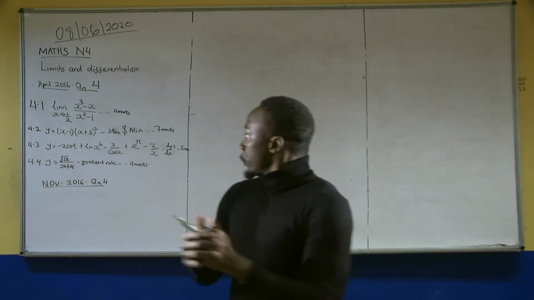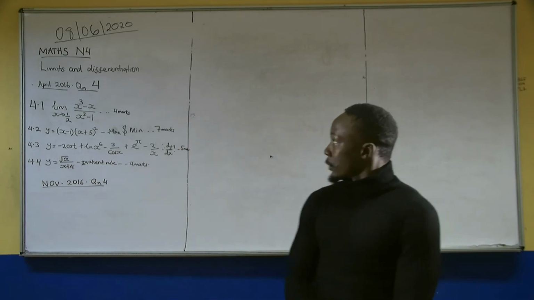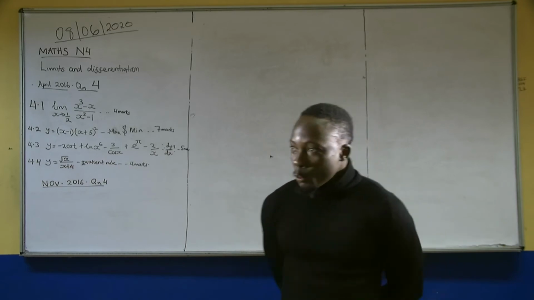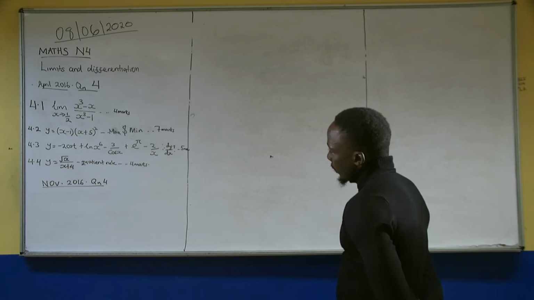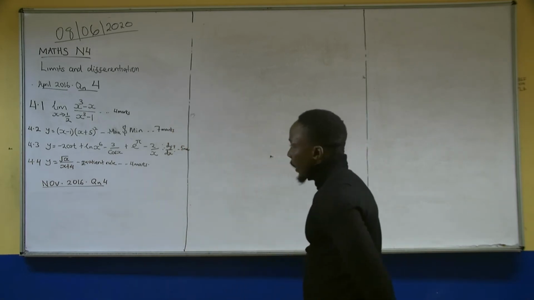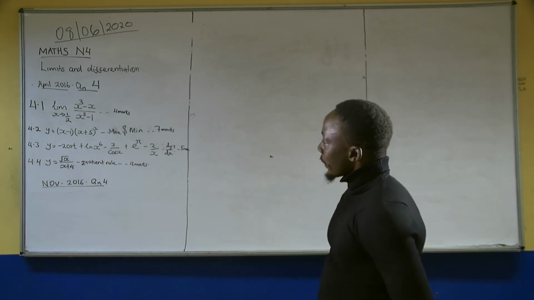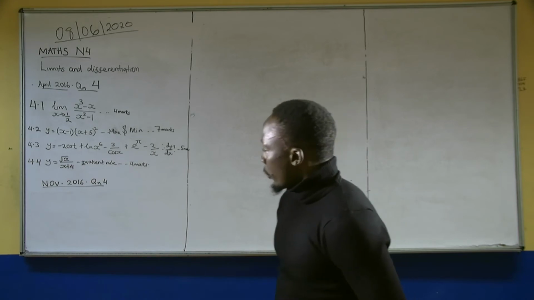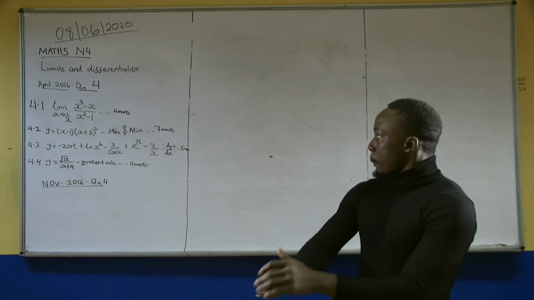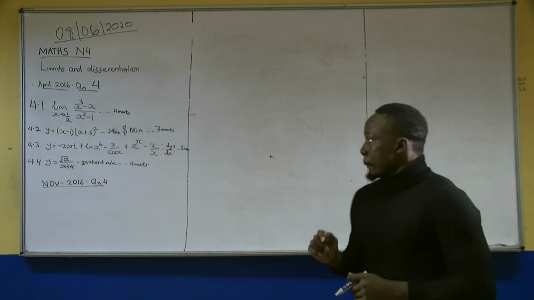Last time we stopped on limits and we never completed differentiation. Today we are going to start with differentiation. But last time we stopped on limits where we did not finish some of the questions which come in the past papers. Today we are going to look at only one question, and that question appeared in the past papers. It was April 2016 and it was question 4.